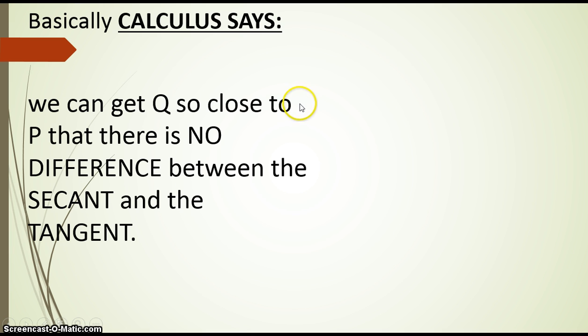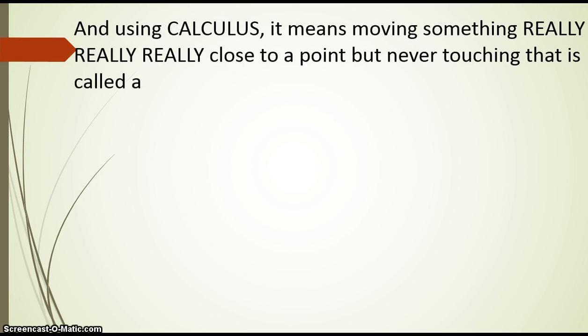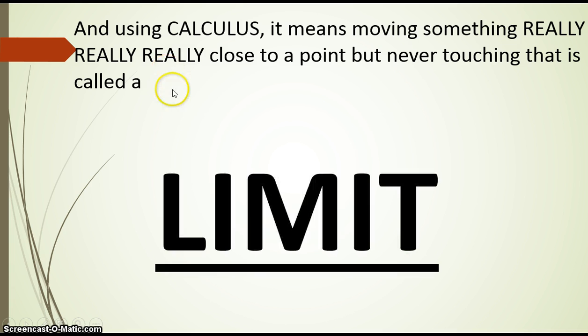So we could have a point at 1 and a point at 1.0000000000001. They're not the same point, but they're two points that are so very close to each other that I could then find the slope of those two points and use that to find the actual tangent line. And using calculus, it means moving something really, really close to a point but never touching that. That's called a limit. That's the very first thing we are going to talk about. Actually moving something so close but it never touches it. Right? That's a limit. And we'll be really hammering that home here in Chapter 2.